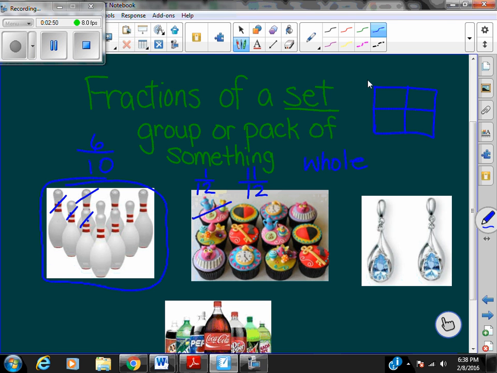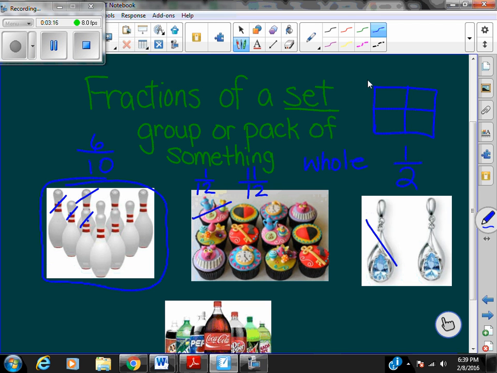Mrs. Thomas is famous for losing one of her earrings. So we have 2 earrings. The whole set is made of 2. Even though there are 2 of them, 2 make one group or one pack together. But if Mrs. Thomas loses one, I don't have 1/1. I have 1/2 of a pair of earrings, of 2 earrings.